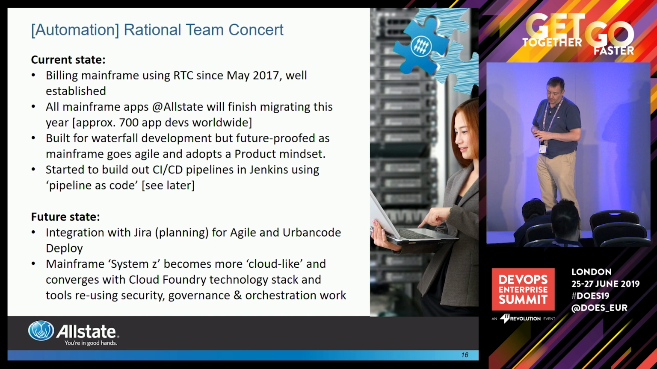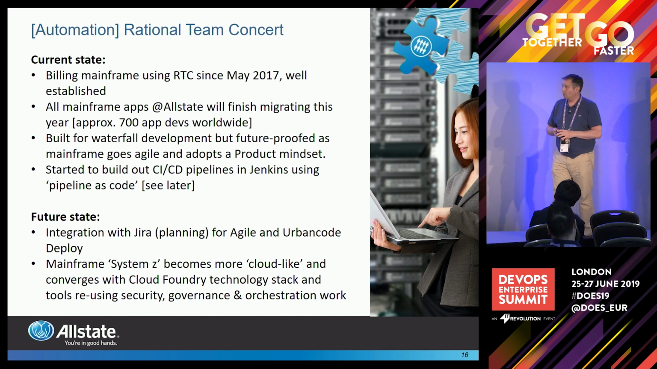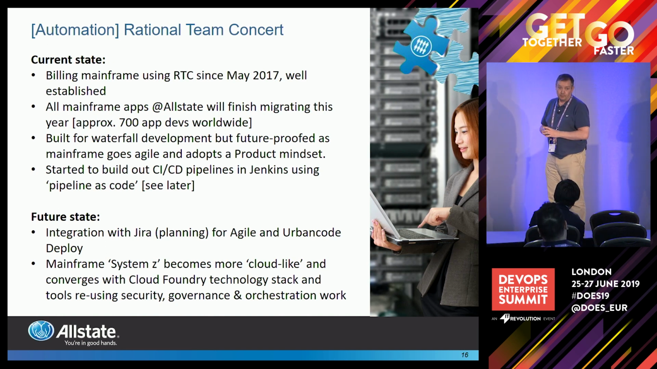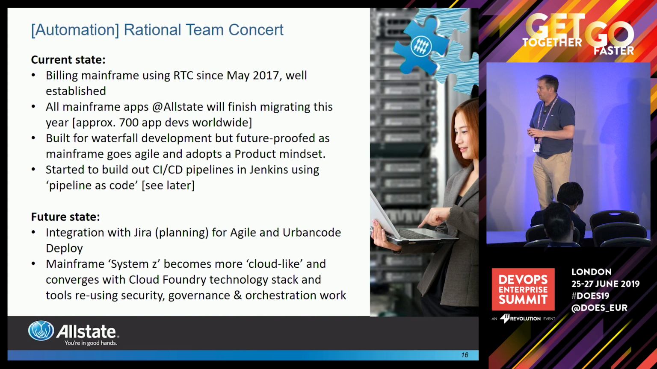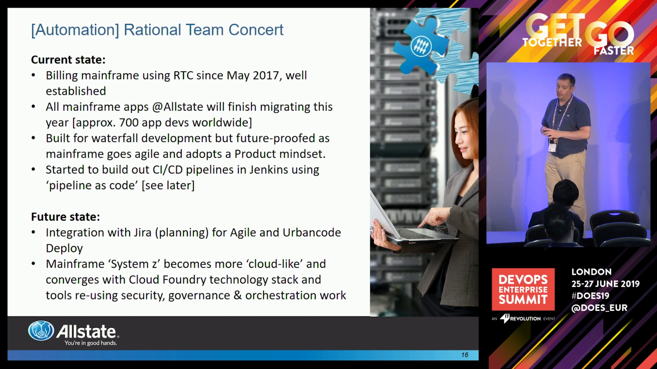The future state then is probably moving towards more like hybrid cloud, making the mainframe more cloud-like, making it easier to integrate with our other distributed and cloud platforms. We're integrating it more deeply with JIRA and some of the other tools that the company uses as part of Agile, so Confluence, all those good things.